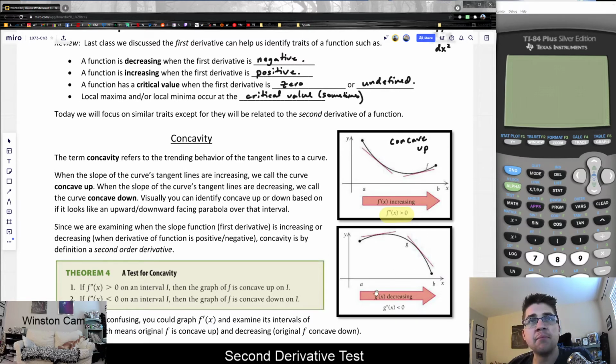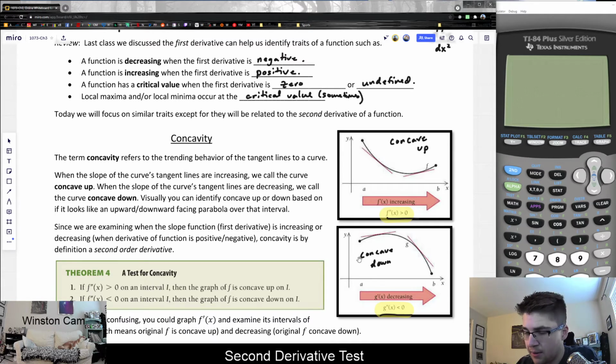And since those slopes are getting smaller, that would be the same as g prime being decreasing. And in order to have a function be decreasing, that's always defined to be when its derivative is negative. So that's why the second derivative needs to be negative for a function to be concave down. And really what I recommend remembering from this is what concave up and down look like, and then how we define it mathematically.